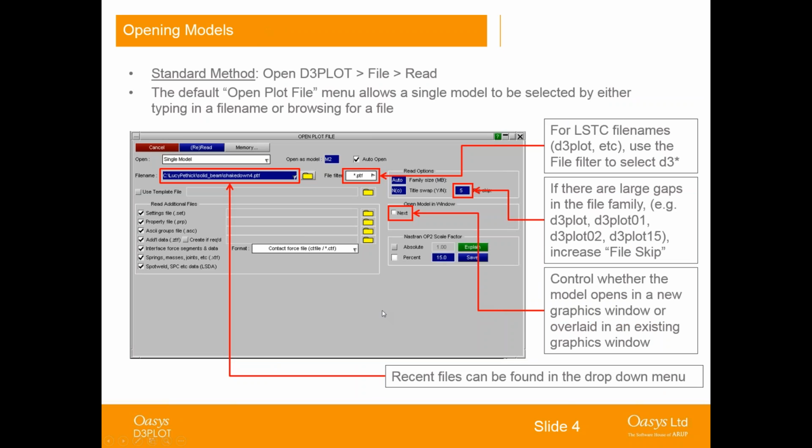The interface of D3PLOT is very simple to use. We start off with the open menu, and we can read in the PTF or D3PLOT file. As well as that, we can also choose to read in a number of settings and properties files. I'll come to some of these later, but for example, if we wanted to read in a settings file, we could just tick the box here, and the additional data in the ZTF file can also be read in. So you've got full control over which data you want to read in.